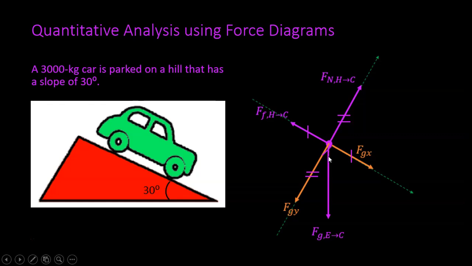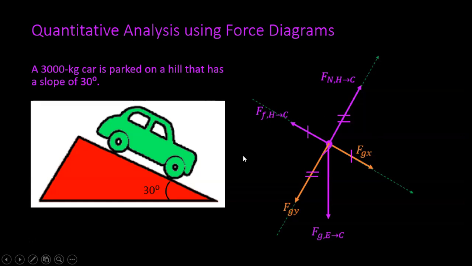Gravity, of course, is going straight down, and we can break this into its y component and x component because the gravity force is not on the x or y axis. We have the hill pushing up on the car perpendicular to its surface, so that's on the y axis, and we have the hill exerting a friction force on the car, and that's in the negative direction. The problem said the car is parked, so we know the car is motionless, perpendicular to the hill and parallel to the hill. Therefore, the forces are balanced along the y-axis and the x-axis.